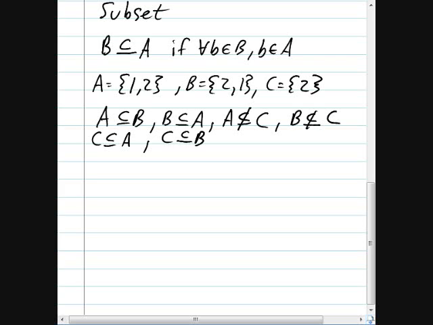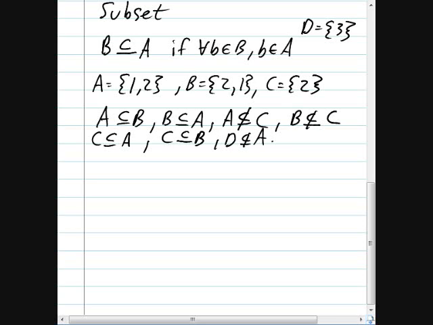Now let's suppose that we add an extra set here, just for comparison purposes. Suppose we had a set D that contained the element 3. And the question is, is D a subset of A? Well, D contains the element 3, and 3 is not found in A. So D is not a subset of A.